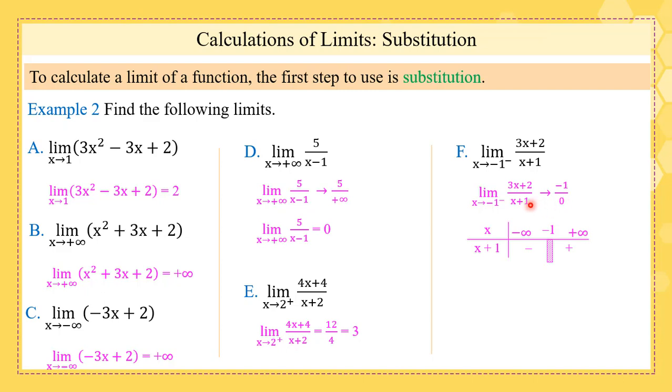Now, how do we check? We draw a small sign table for x plus 1. Now, this is x plus 1. Its root is negative 1. And because it's of degree 1, we use opposite, same. Now, what do we mean by negative 1 minus? This minus means that we are on the left of negative 1. And in this case, if we are on the left of negative 1, you see x plus 1 is negative. So this 0 becomes negative. So this is negative 1 over 0 minus, which tends to plus infinity.